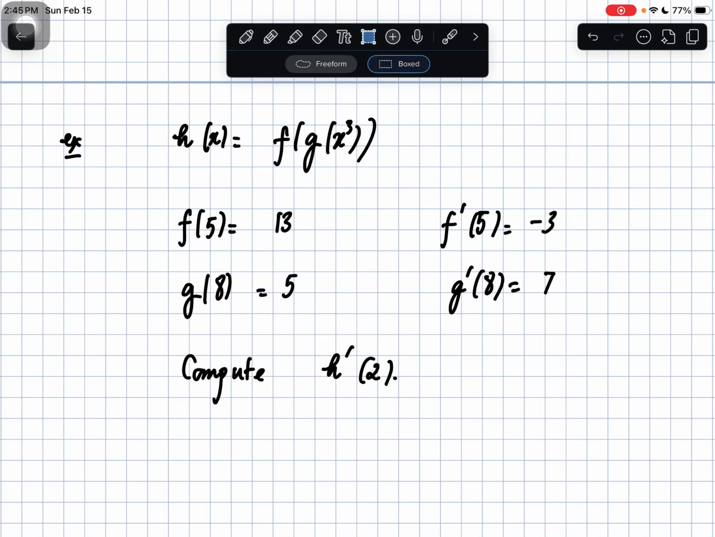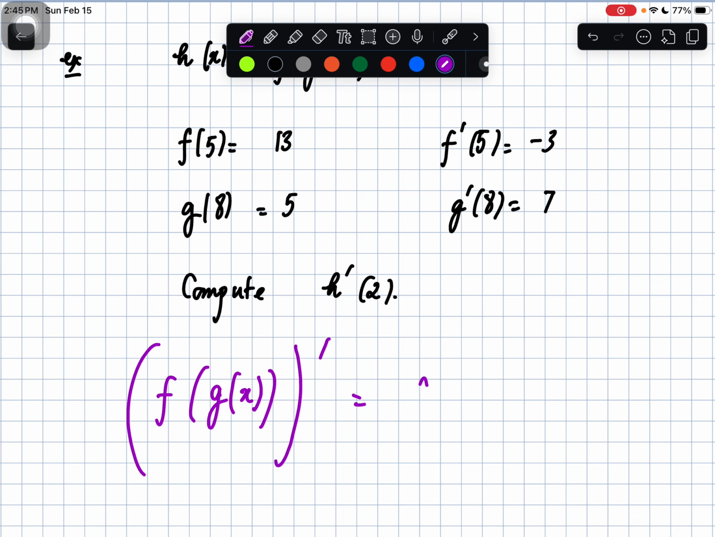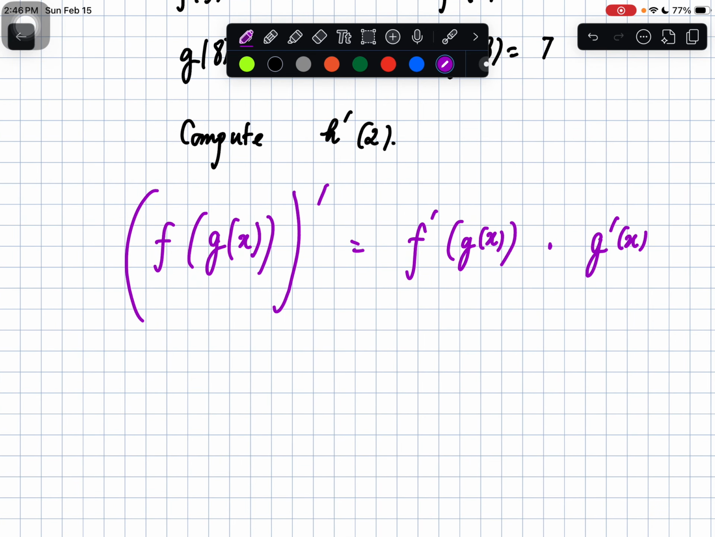For this question we will use the chain rule to compute the derivative. First, let me write down the formula you should know: (f(g(x)))' = f'(g(x)) times g'(x). You need to remember this. If you can, then you draw the diagram.